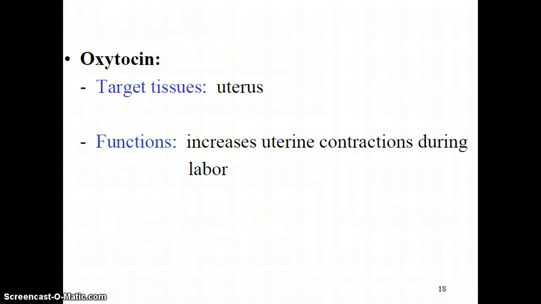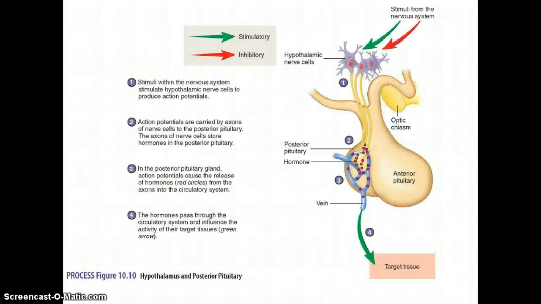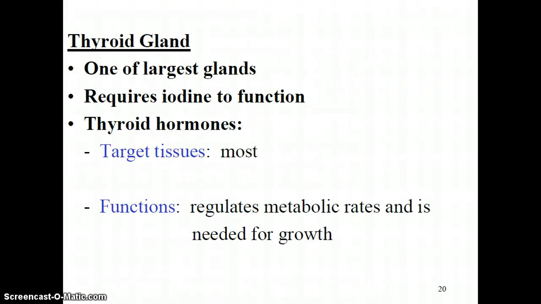Let's move on. Oxytocin, target tissues are the uterus, increases uterine contractions during labor. So all of these are posterior pituitary hormones, and you can see in this diagram the relationship between the hypothalamus and the neurohypophysis or posterior pituitary.